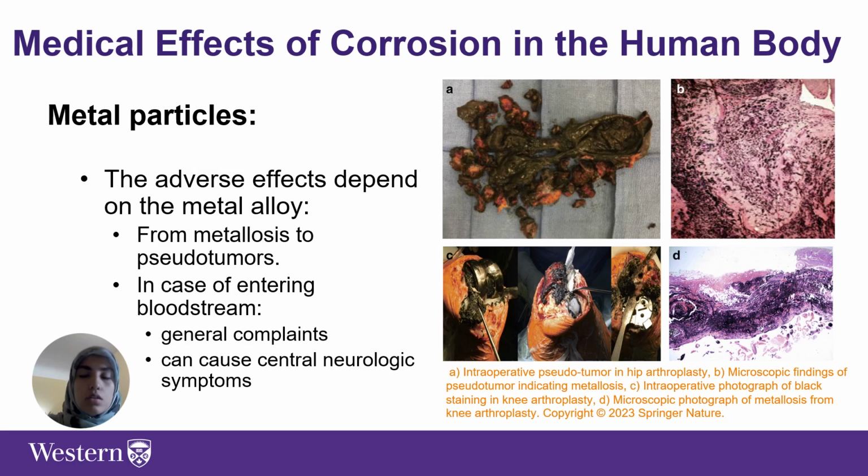Metal and metal oxide particles can cause a variety of health complications. Particles can cause metastasis, resulting in cell death and the formation of a so-called pseudotumor, which is a reaction of the immune system and looks like a real tumor. If the particles enter the bloodstream, they can cause general complaints like fatigue and weight loss, central neurologic symptoms like deafness and vision deficiency, and even more complicated health problems. This figure shows severe cases of tissues affected by wear particles and a pseudotumor.